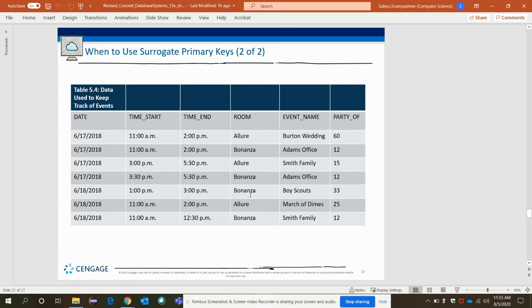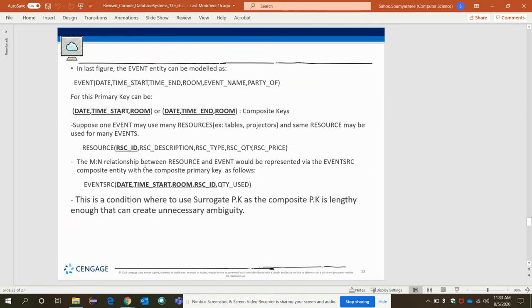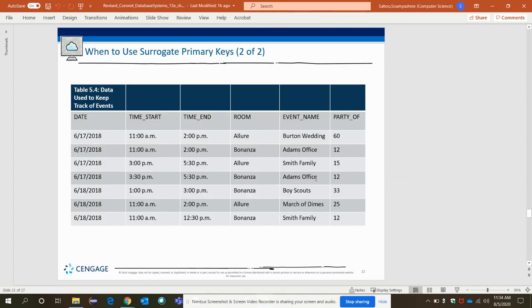Let's take another example. Suppose one event may use resources such as tables, projectors, and chairs, and the same resource may be used for many events. For that case, we have to create another entity, which may be named resource. All the resources, tables, projectors, chairs, would have IDs, right? So the attributes would be resource ID, resource description, resource type, quantity, and price.